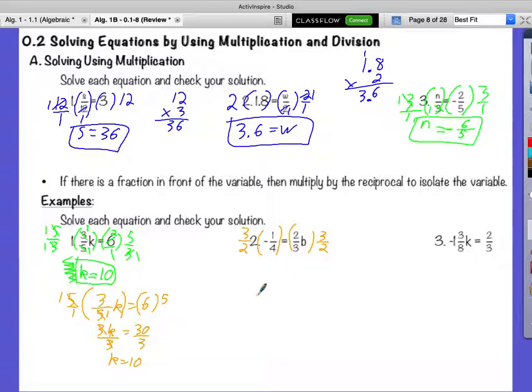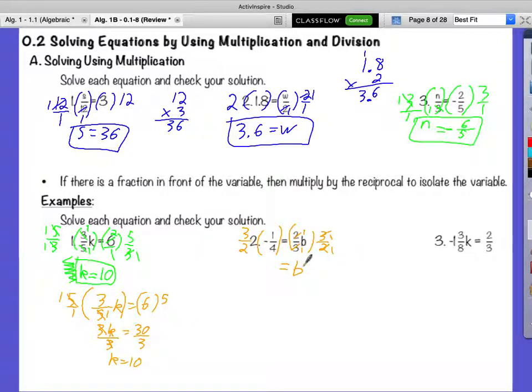Okay, let's talk about this one over here now. So we multiply by 3/2. We can cross multiply this 3 and this 3, those become 1. Cross multiply the 2 and the 2, those become 1. So what are we left with on the right side? Just b. That's the reason we did that, because we get the variable by itself. It's not magic that happens, that's how the math works.